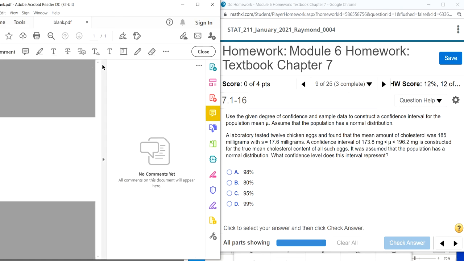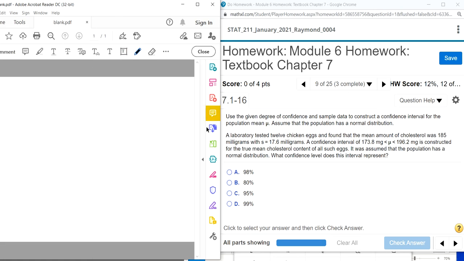So you probably already read through this problem. The basic idea is that they've given you a confidence interval. They want you to work back using the information and figure out what level of confidence it represents. So a confidence interval for a mean, for a sample mean, the formula looks like this.